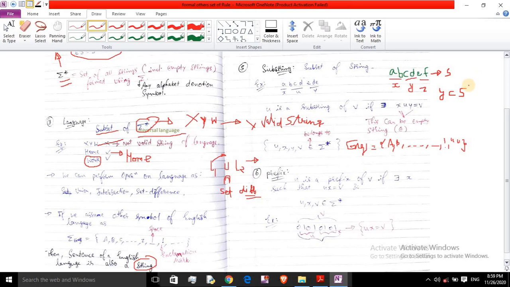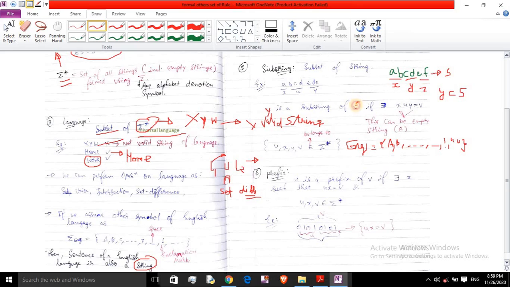Actually, this is a whole word containing six symbols. Y is the part which includes only two symbols, C and D. So y is a substring of s.